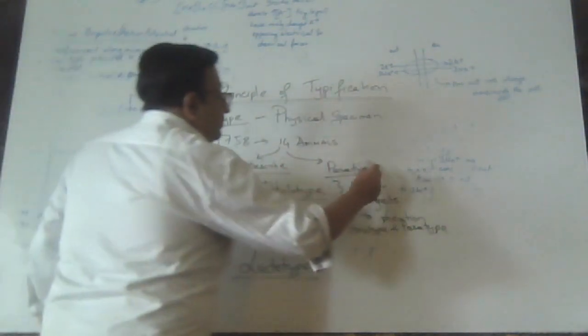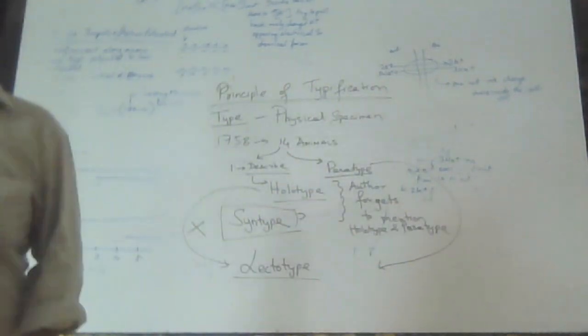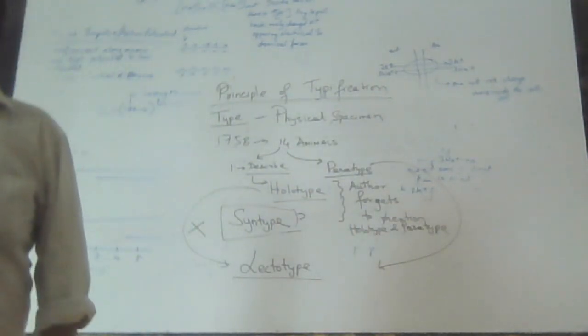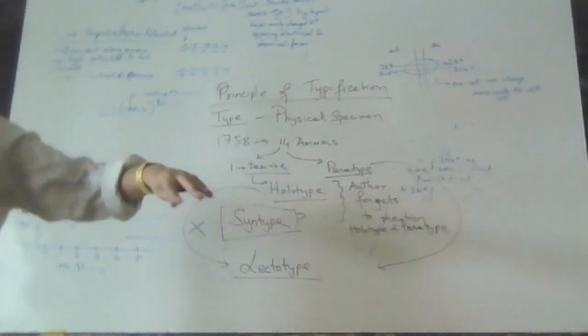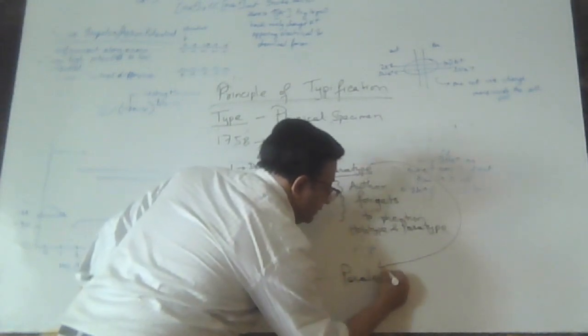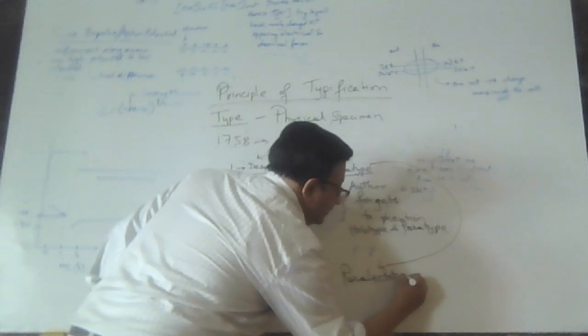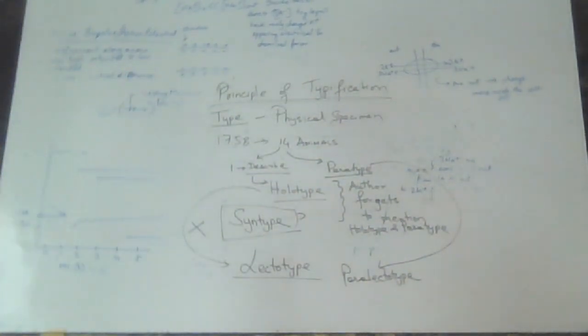And so-called paratypes are also destroyed, but they also have to be replaced. They are known as paralectotypes.